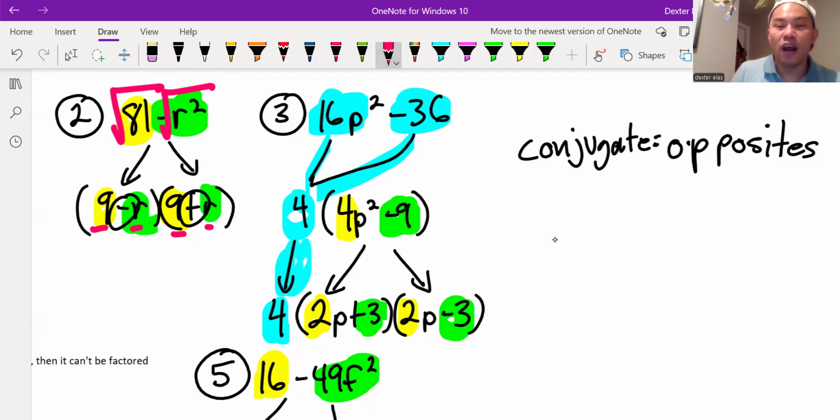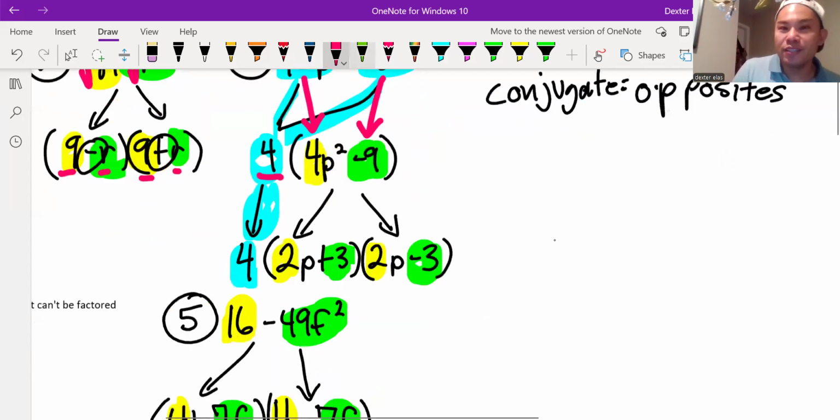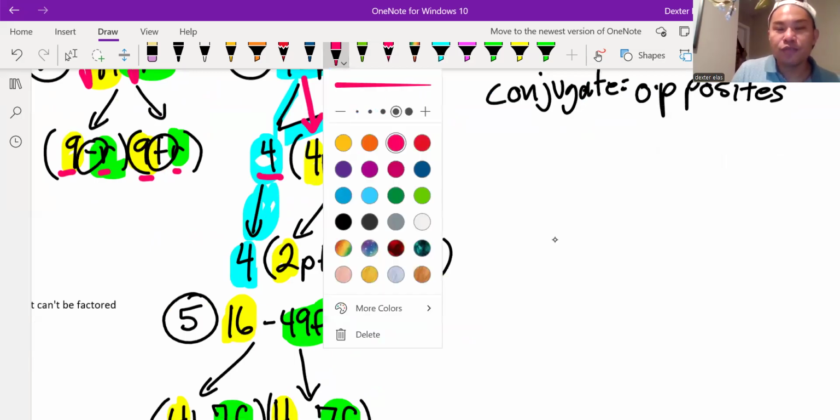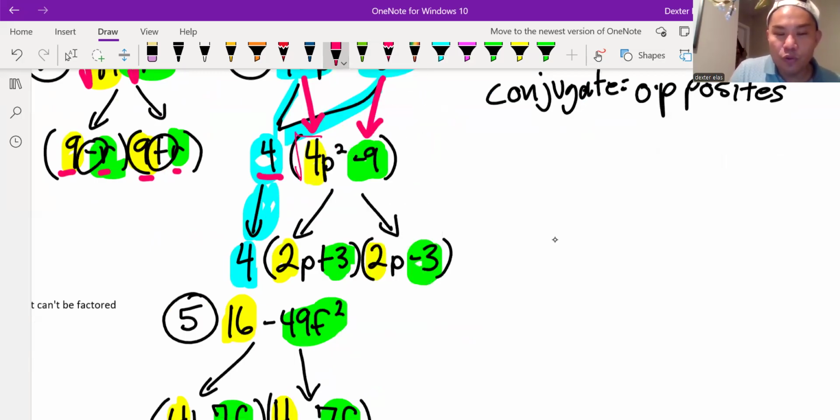All right, here we have 16p squared minus 36. What we're going to look at is the 16 and the negative 36. I'm always going to pull the greatest thing out of it, and they have a greatest common factor of 4, so the 4 gets pulled out from both. Then 16 divided by 4 is 4, and negative 36 divided by 4 is negative 9. Now we get into a position where there is a difference of two squares, because the square root of 4 is 2 and the square root of p squared is p.